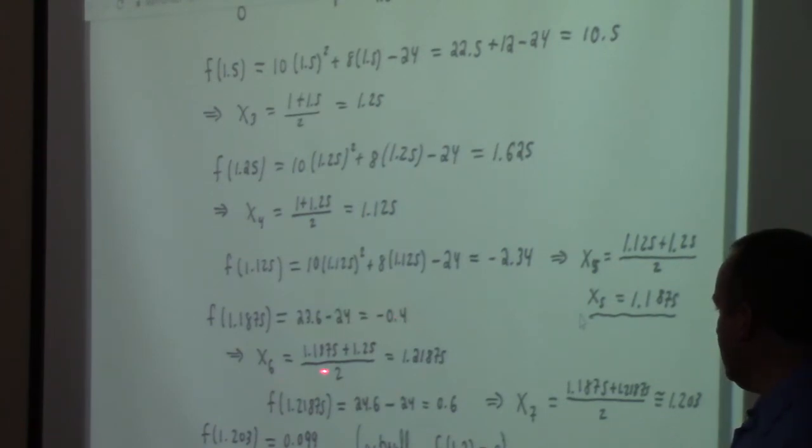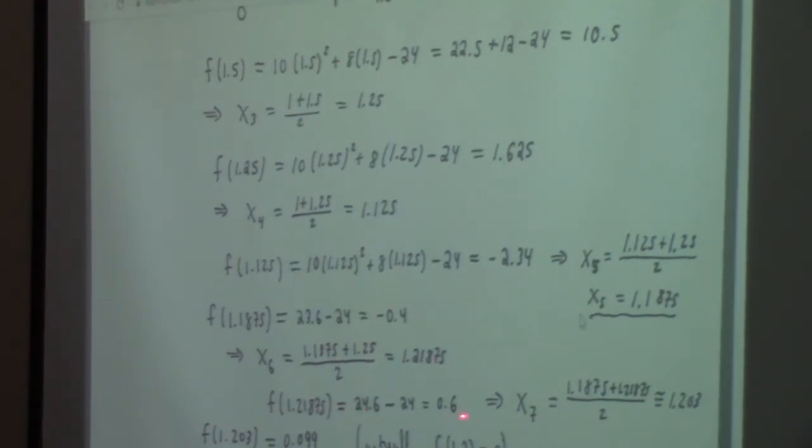And then x6 is the midpoint of 1.25 and 1.875, which is 1.21875. I calculate that, I get f of that is 0.6. And then that suggests that I should look at the midpoint of the 1.875 and the 1.21875, which is about 1.203. I calculate f of 1.203, I get about 0.099. And that is very close to 0. And you could subdivide further.